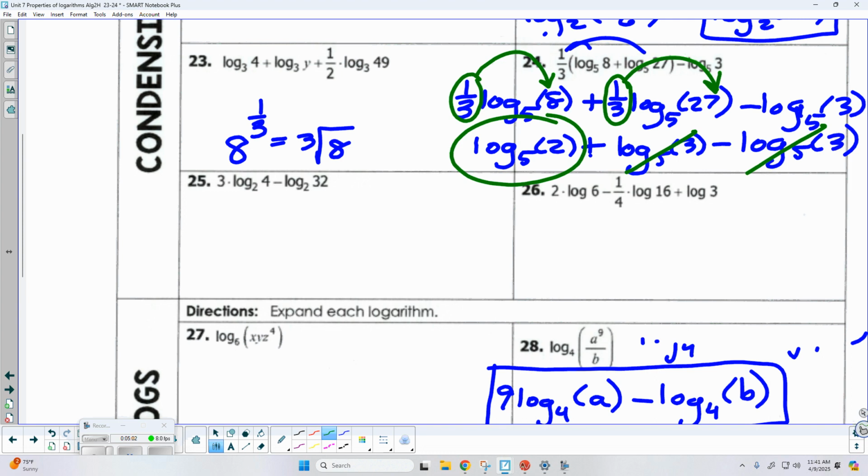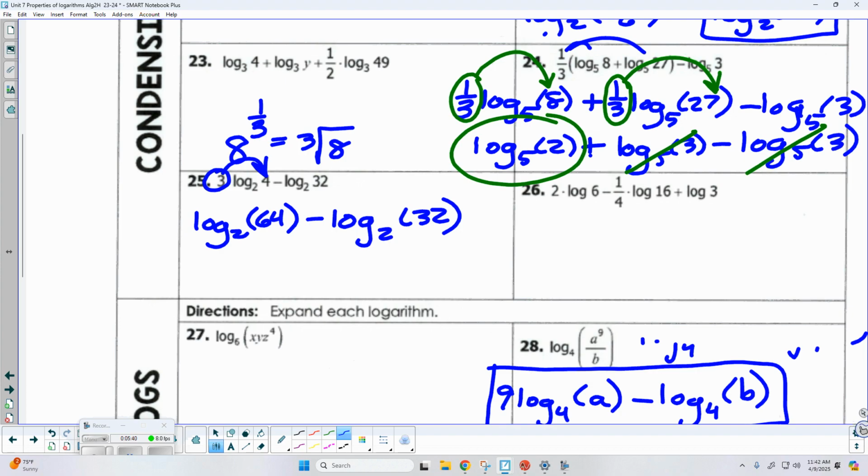3 log base 2 of 4 minus log base 2 of 32. Okay. Now remember, before you condense and pull them together into a single log, I've got to take care of my coefficients. So I'm going to take this 3 right here, and I'm going to apply it to the 4. So somebody help me out. I need log base 2. What's 4 cubed? 64. 4 times 4 times 4. So log base 2 of 64 minus, there's nothing in front of that log, so I'm just going to keep it the same, log base 2 of 32.